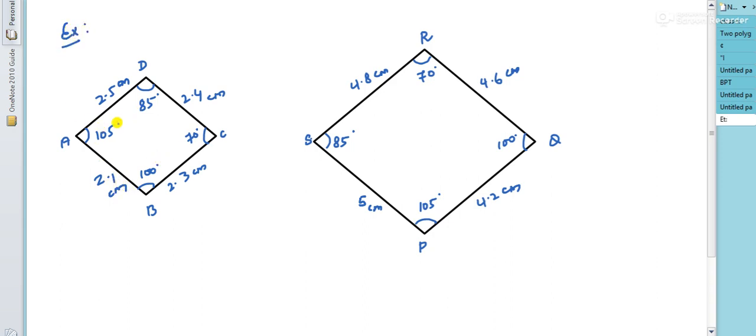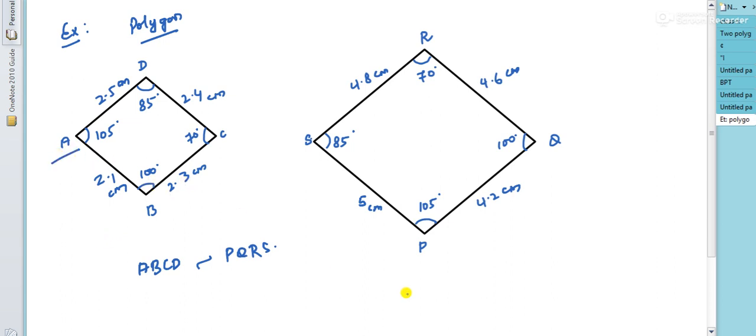You can see here I have taken two polygons. How many sides are there? 4. What can you call this? It is a quadrilateral, though it looks like a rhombus. Just imagine it is a quadrilateral, of different size and the same shape. So when can you say ABCD is similar to PQRS? Only when their corresponding angles are equal.